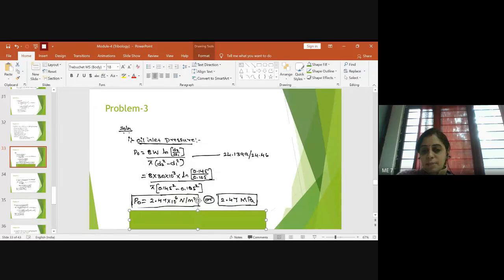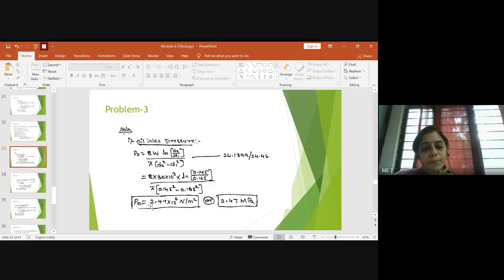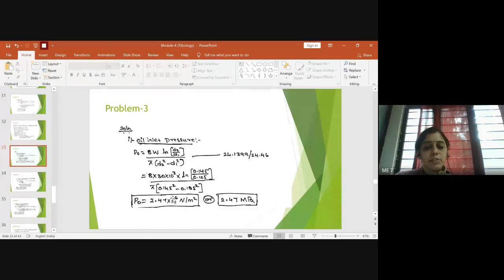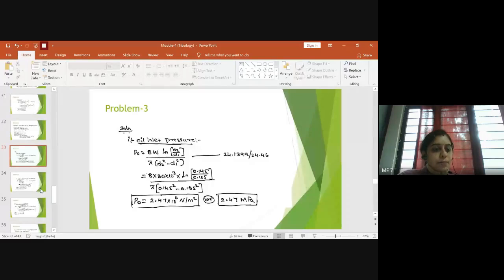It is being shown here as 2.47. You just write down the value you have got. The variation in one digit will not matter. So instead of 2.47, you can write it as 2.46 into 10 raised to 6 Newton per meter square. So once the value of P naught is got, you have to determine the rate of flow.